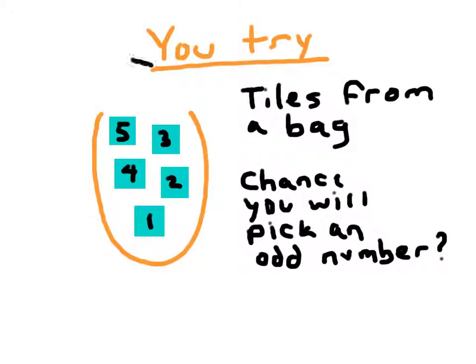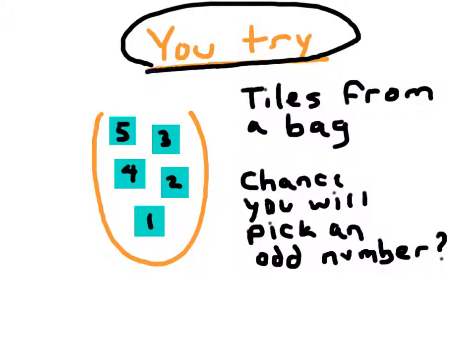Okay, it's your turn to try. Choosing tiles from a bag, what is the chance that you will pick an odd number? Now, I'll go ahead and just walk you through this. You tell me what the denominator is going to be. What is the denominator going to be? Right, 5, because there are 5 tiles there.